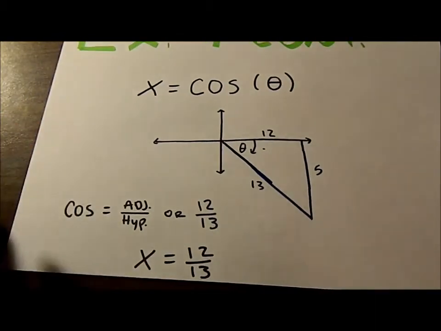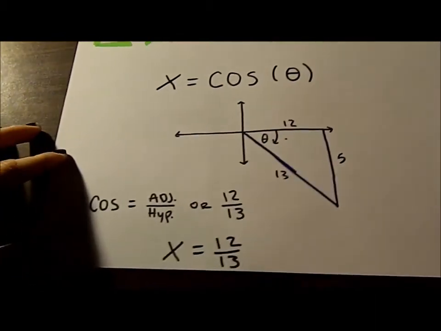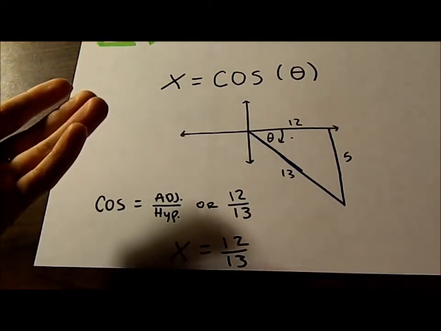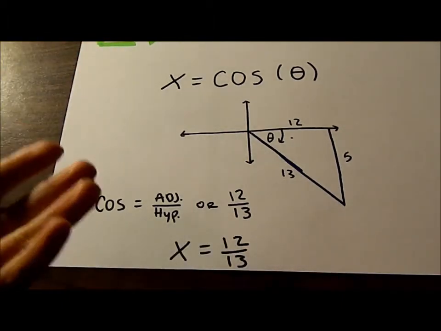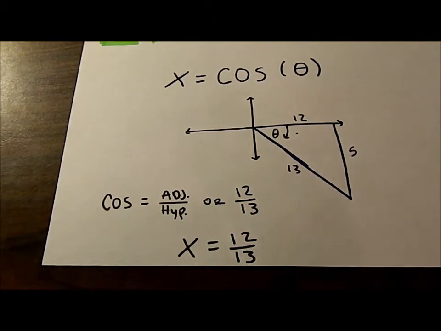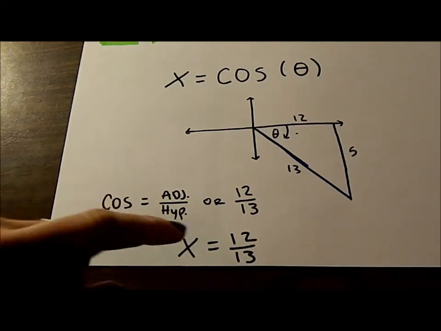So we need to figure out what exactly the cosine of theta is. We know that cosine is adjacent over hypotenuse, the sides. So we're going to take 12 over 13, and this is going to be our answer. x is going to equal 12 over 13.